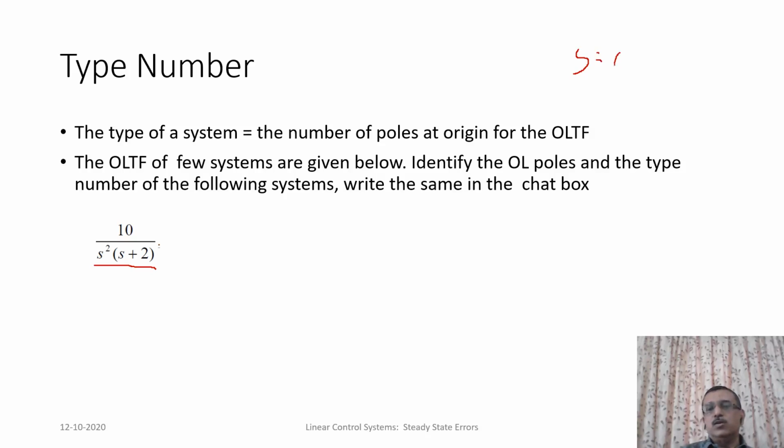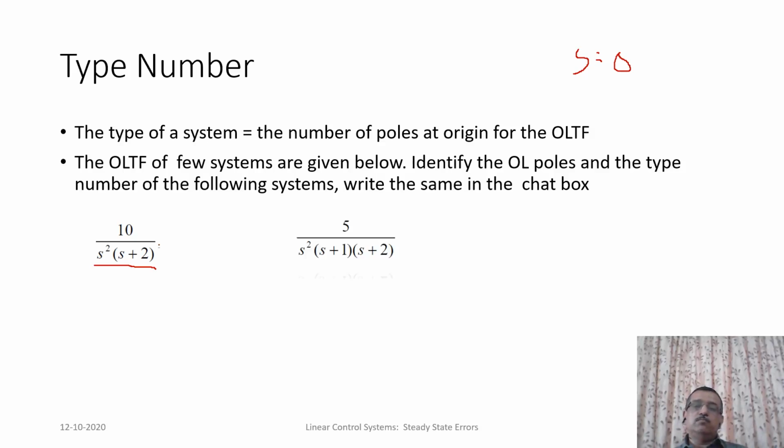At S equal to 0, there are 2 poles, and at S equal to minus 2, there is 1 pole. In total, there are 3 poles. So this system is a type 2 system. Why? Because there are 2 poles at the origin.